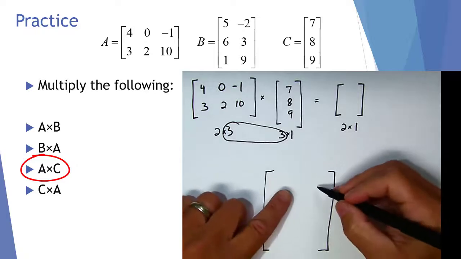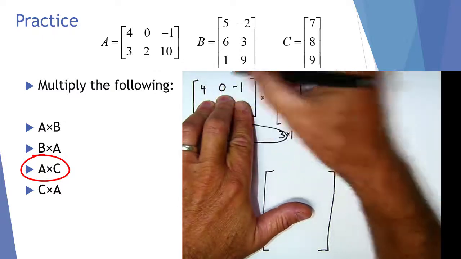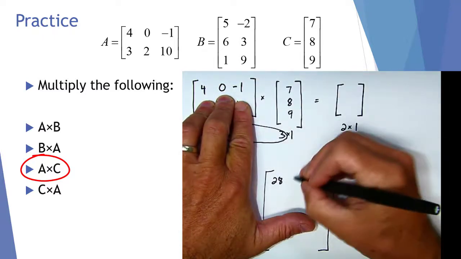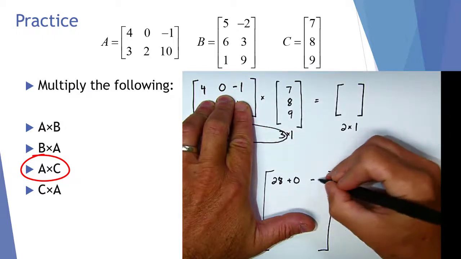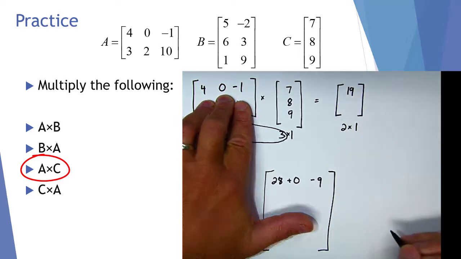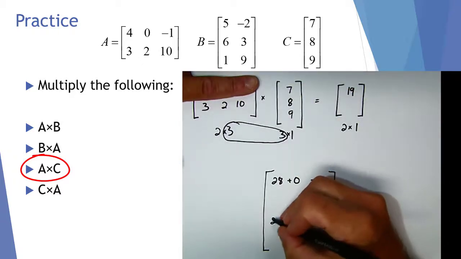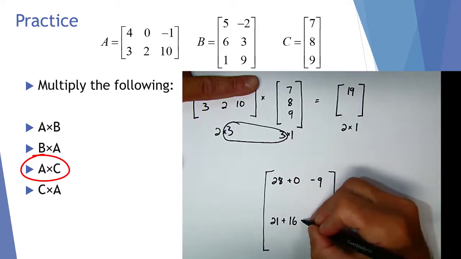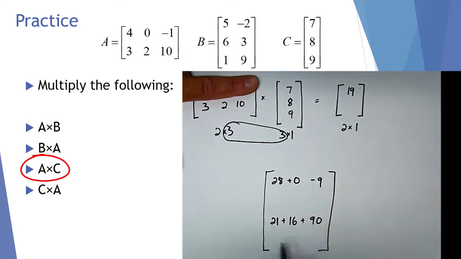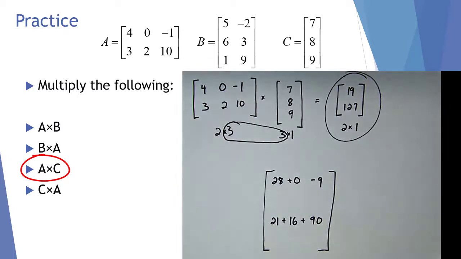So a bottom and a top. For our top entry, we're going to take the top row and find the dot product of our only column here. That's going to be 4 times 7, 0 times 8, and -1 times 9. That leaves us with a top entry of 28 plus 0 minus 9 is 19. And for our bottom entry, we're going to take the bottom row dot product with our only column. 3 times 7 is 21, 2 times 8 is 16, and 10 times 9 is 90. And so we get 37 plus 90, that's 127, and there's our 2 by 1 result. Pretty quick product there.